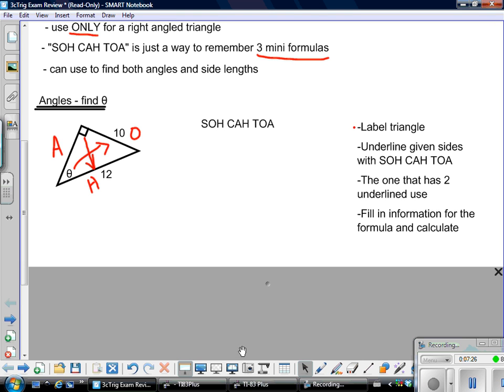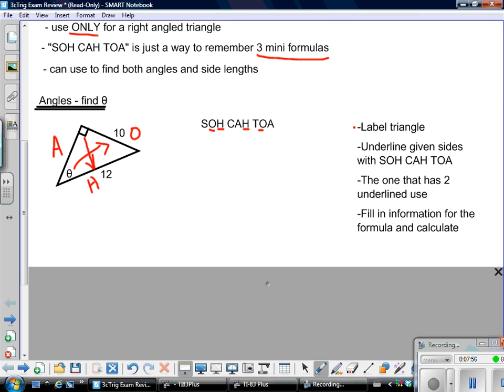Here it is. And the sides I have in this question are the hypotenuse, because that's the number 12. So if I underline all the H's, and the opposite. And you can see the one that has the 2 underlined, in this case it's SOH, that is the one that I'm going to use. Okay, so that is my formula. So I'm going to write down my formula now.